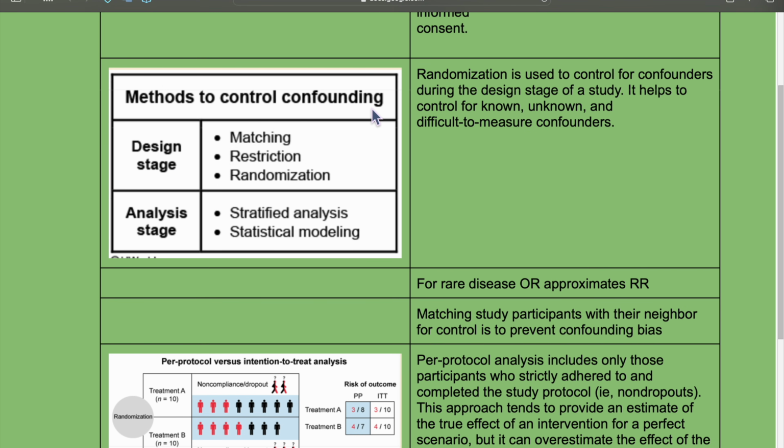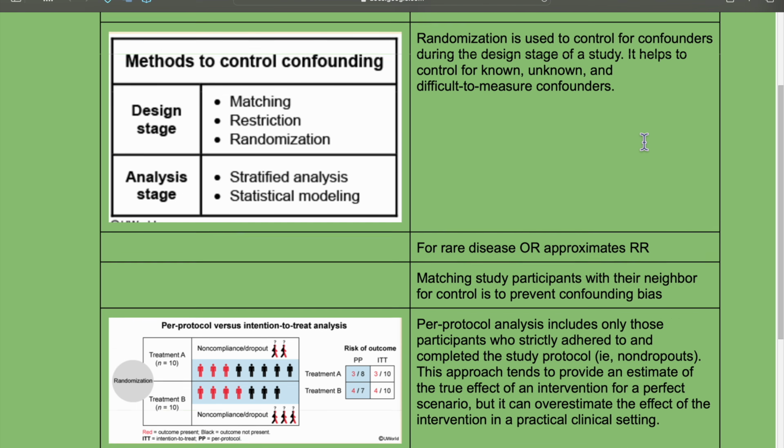Methods to control confounding. So design stage, you can do matching, restriction, and randomization. Analysis stage, you can do stratified analysis and statistical modeling. Randomization is used to control for confounders during the design stage of a study. It helps to control for known, unknown, and difficult to measure confounders.